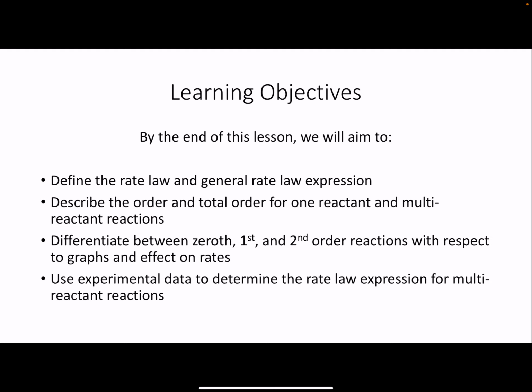It's a mathematical formula. We'll learn the terms order and total order for one reactant and multi-reactant reactions. We'll understand what order means with respect to graphs and the effects on rates, and then we'll compare experimental data to the rate law to determine certain outcomes.